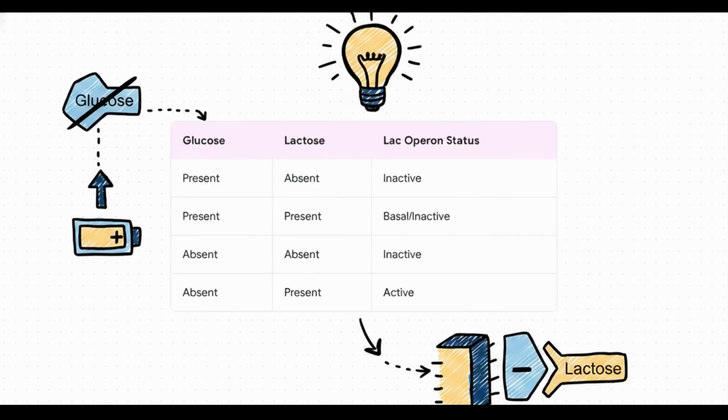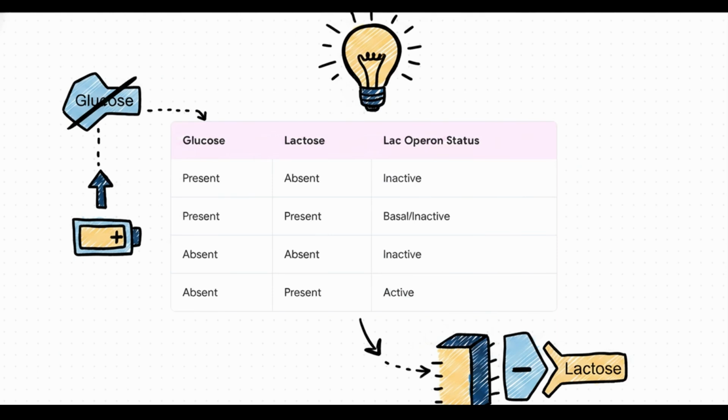This brings us to a beautiful logic matrix. Let's walk through this slowly. For the Lac Operon to be fully active, which is that bottom row of our table, 2 strict, non-negotiable conditions must be met. First, glucose must be absent. This causes cAMP levels to spike, allowing the CAP protein to bind and act as an accelerator pedal.